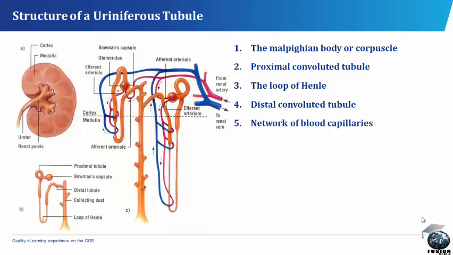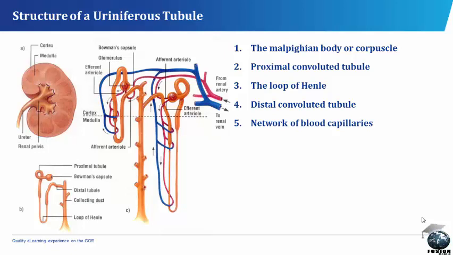The proximal convoluted tubule. This is a tubule leading from the Bowman's capsule. It is highly coiled or convoluted. Both the Bowman's capsule and this tubule are located in the cortex. The loop of Henle. The proximal tubule leads into a U-shaped structure called the loop of Henle, which bends into the medulla and returns again into the cortex.